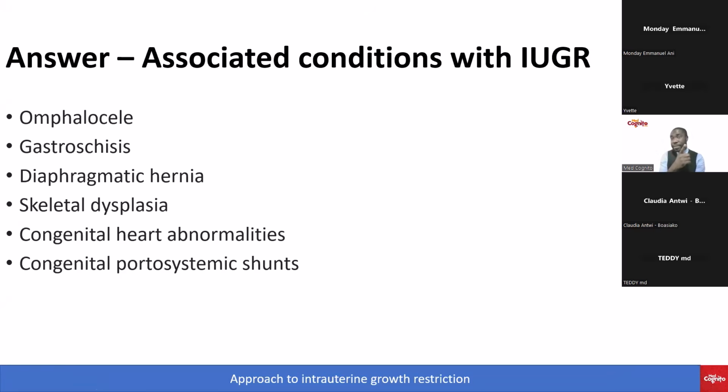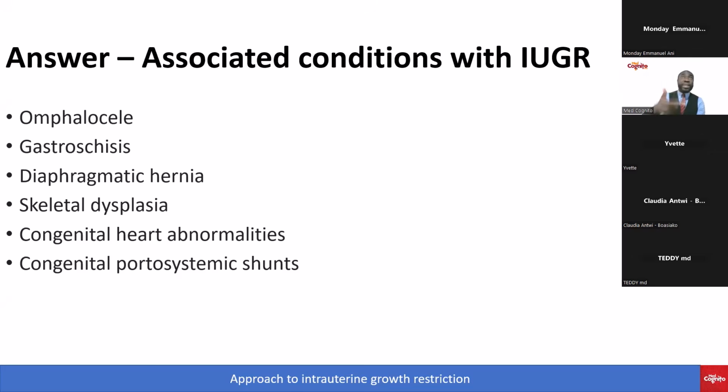Omphalocele is one of them. Number 2, gastroschisis. Number 3, diaphragmatic hernia. Number 4, skeletal dysplasia. Please write them down. Number 5, congenital heart abnormality. So I think somebody mentioned that. Number 6, congenital portosystemic shunt. And all those other ones, Patau, Edwards, Downs, they are also associated as well.